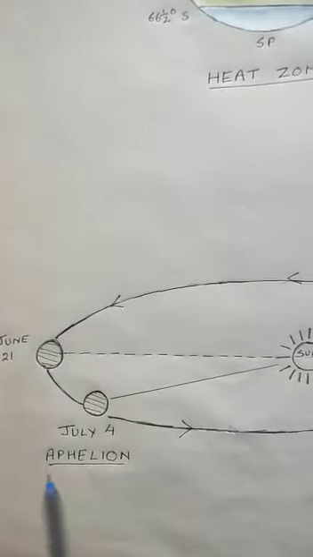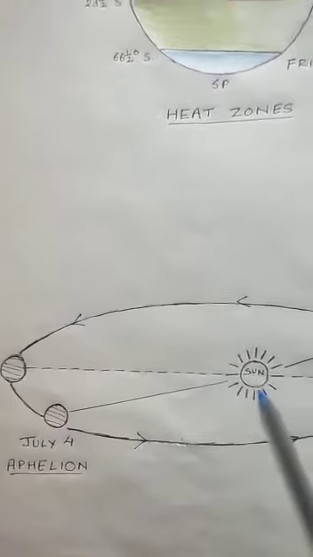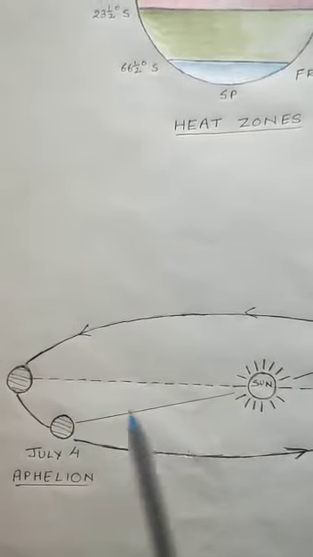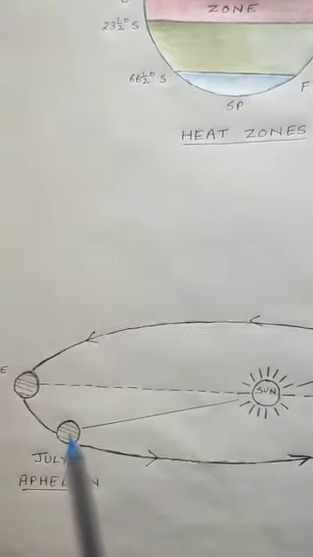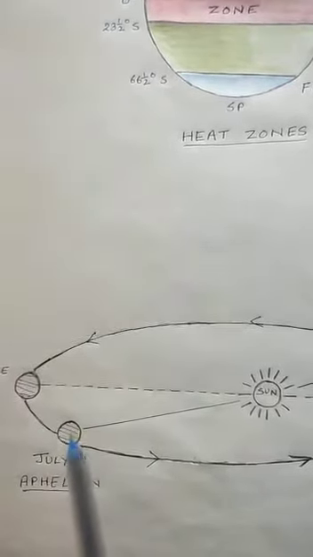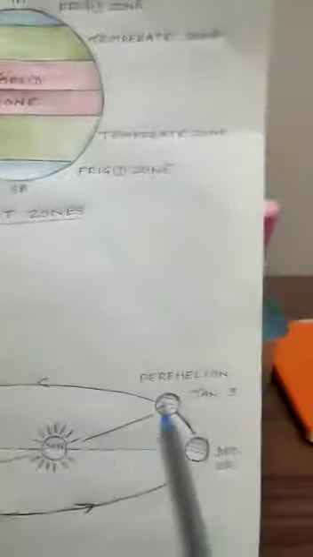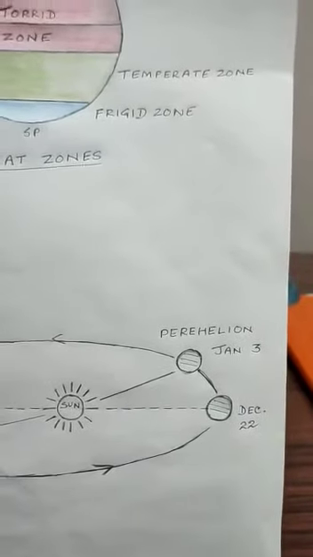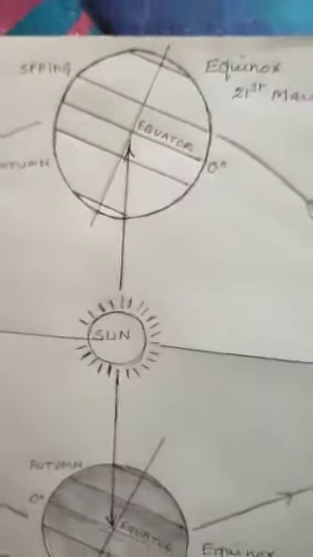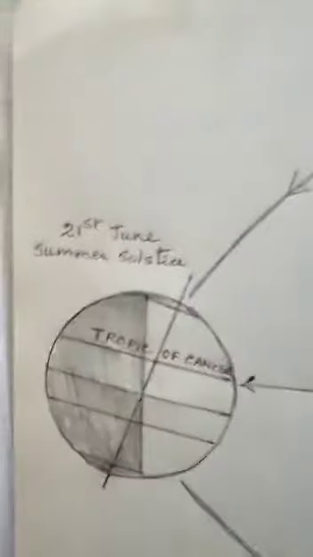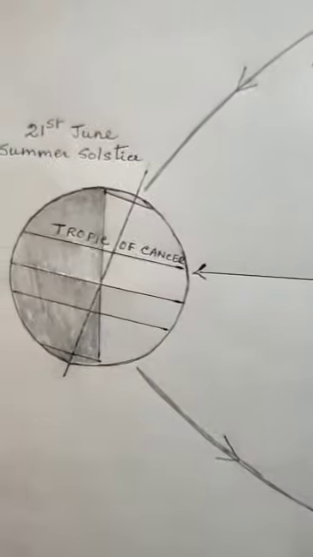Perihelion position. Now, July 4th is called aphelion and Earth is farthest from the Sun. July is hot. Though it is farthest, it is hot. Why? Because now the northern hemisphere is tilted towards the Sun and the southern hemisphere is tilted away from the Sun. So July 4th, aphelion position, farthest from the Sun, and January 3rd, perihelion position, closest to the Sun. Now, because of revolution, different seasons occur. Now, I will explain four different positions of the Earth.